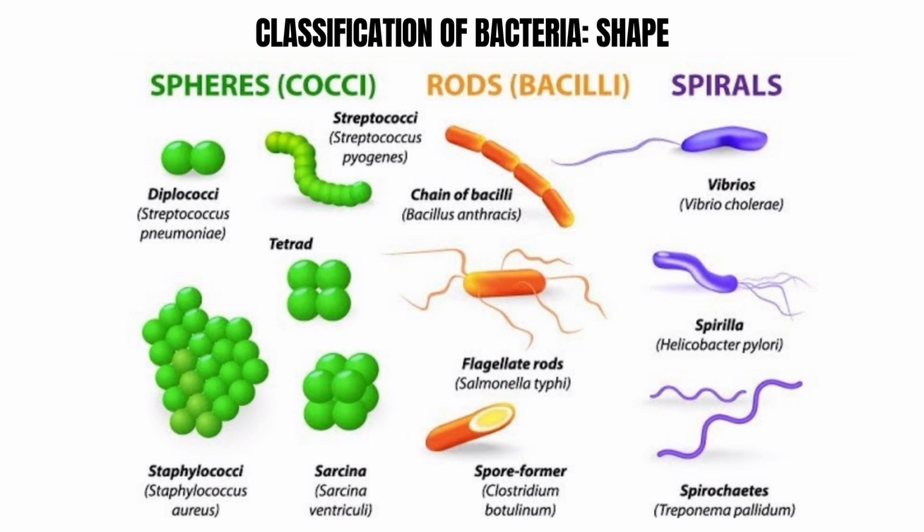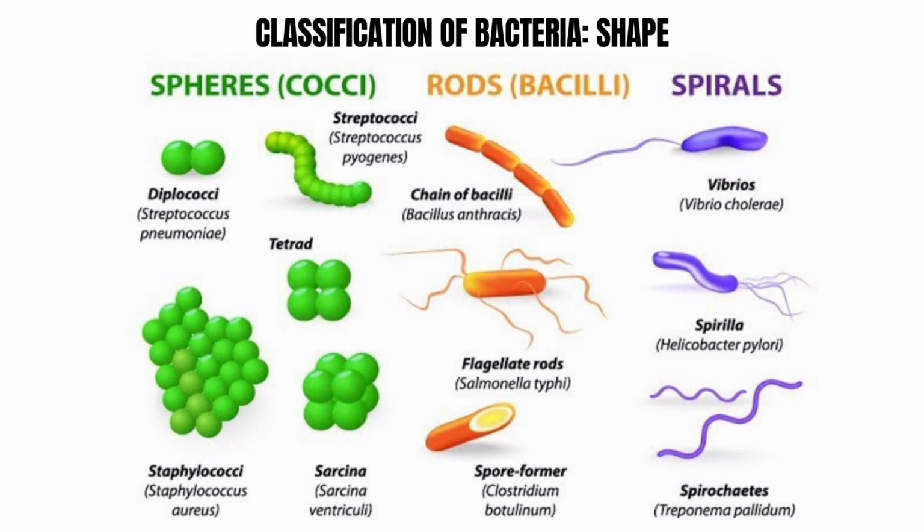We have the spirilla, which include Helicobacter pylori, the bacteria responsible for ulcers. And we have the spirochetes. Don't mind my pronunciation, guys. An example is Treponema pallidum. And these are all the classifications of bacteria based on shape.